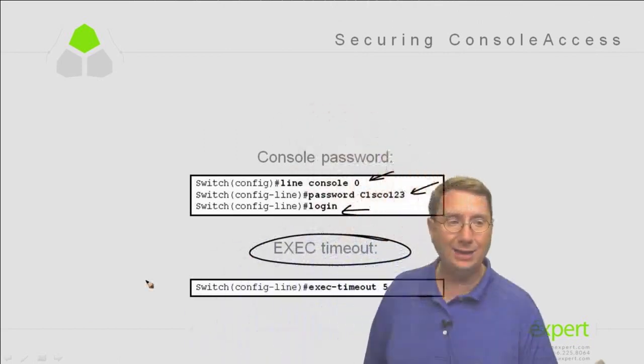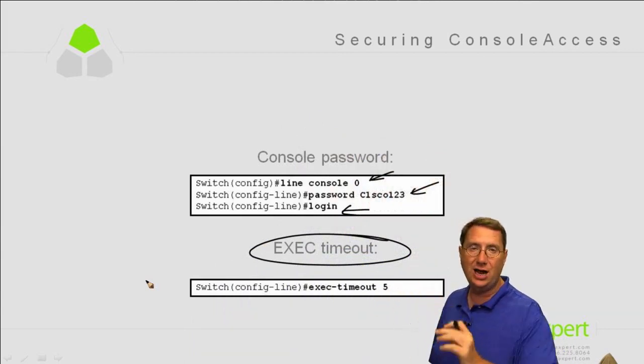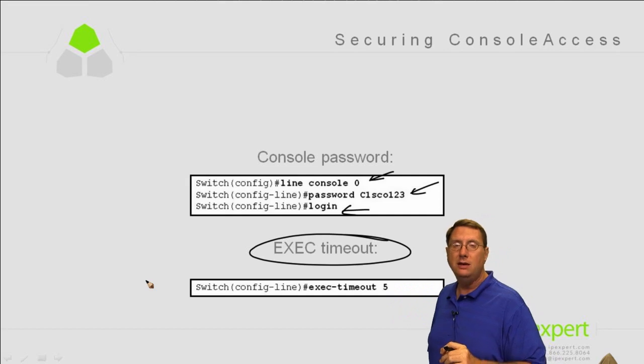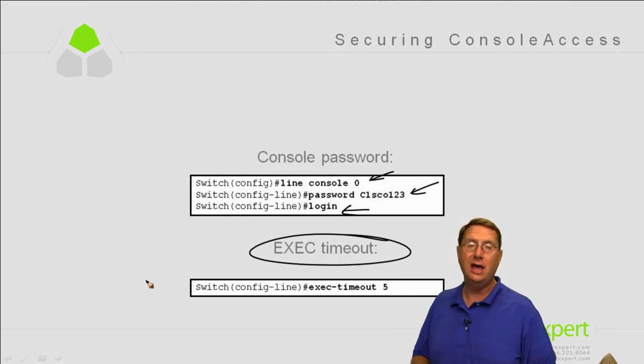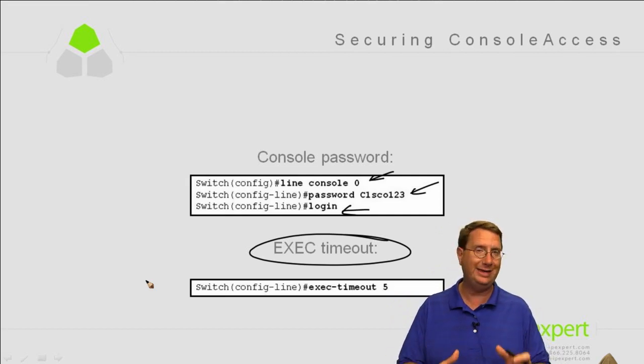Now you'll notice in my labs, I turn exec timeout off. I say no exec-timeout. I can even go in here and say exec-timeout 0 0. That means I'm not going to use executive timeout. In a real world environment, that's not something that we want to do. It's not something that we would ordinarily entertain.